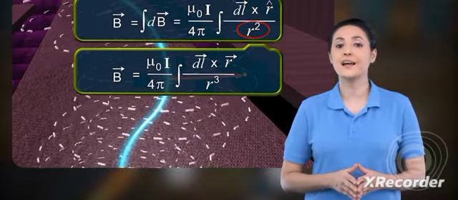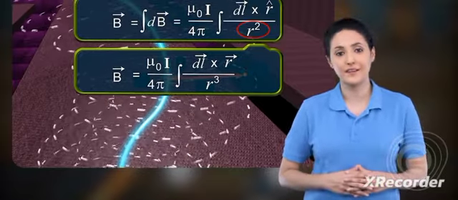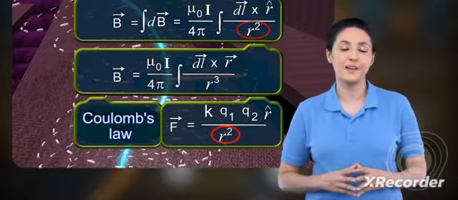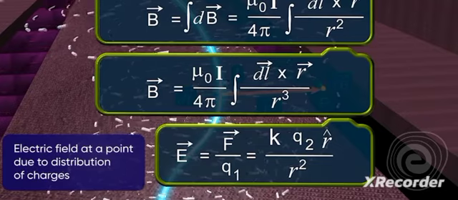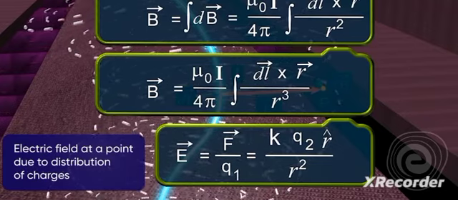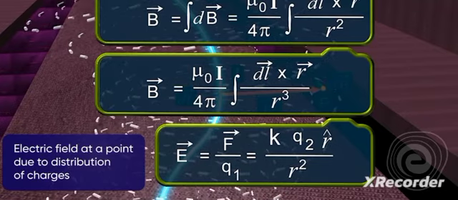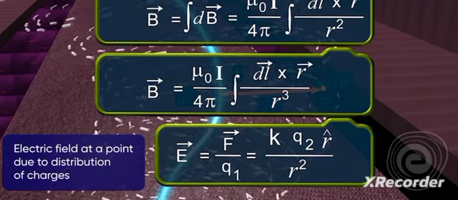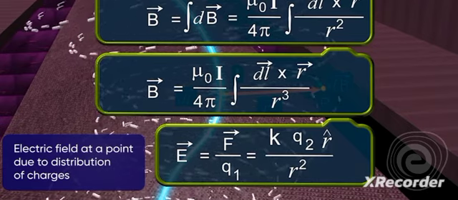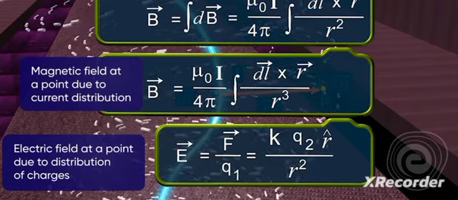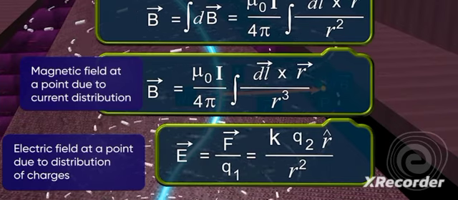Note that the Biot Savart's law is an inverse square law like the Coulomb's law. Using Coulomb's law, we can find the electric field at a point resulting from a distribution of charges. Similarly, using Biot Savart's law, we can find the magnetic field at a point resulting from current distributions.